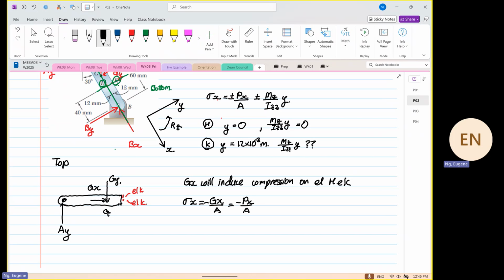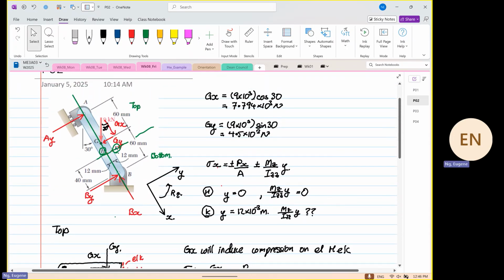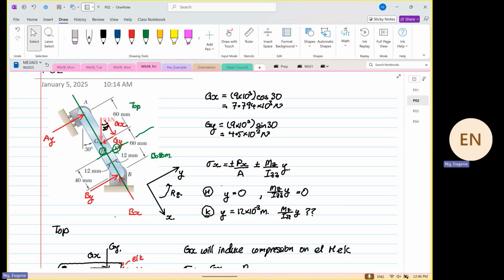Next we look at our moment. I'm going to declare moment in the Z direction, so anything going anti-clockwise will be positive. So we have our PX. PX is equal to AX. Did we find AX? Oh, I beg your pardon. We have not found our AX and AY yet, have we? So we have to find our AX and AY.